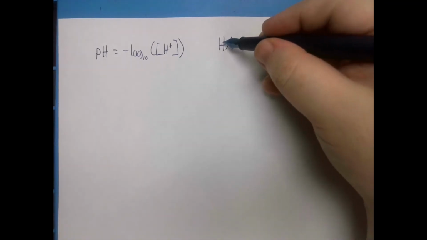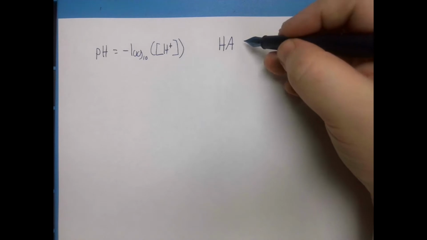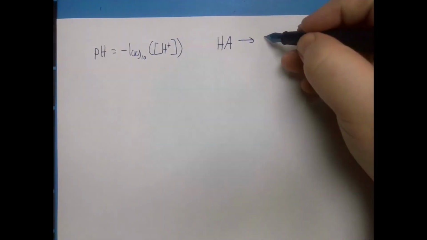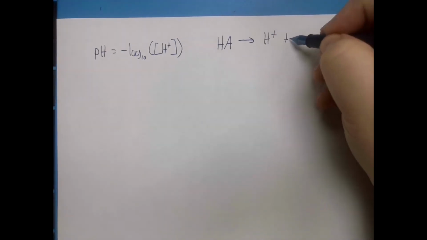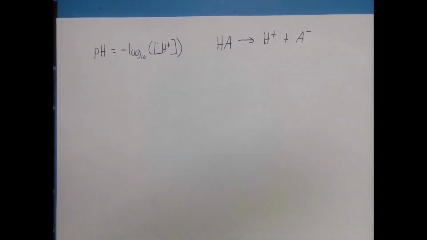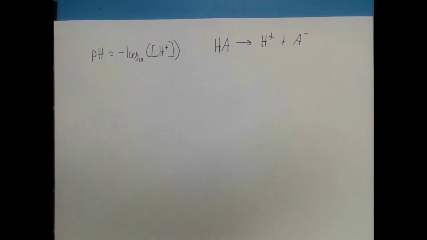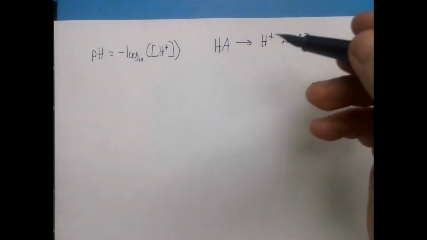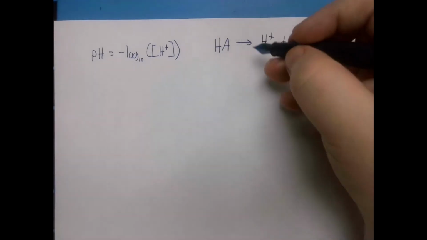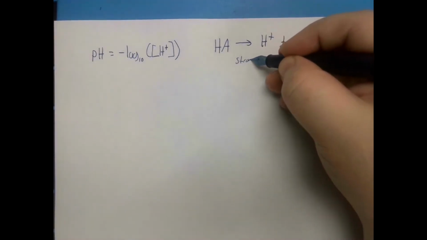So it has hydrogen and some anion, and it breaks off into its components, where A could be anything. This is for strong acid. Well, this is for any acid. This was what a strong acid would look like.